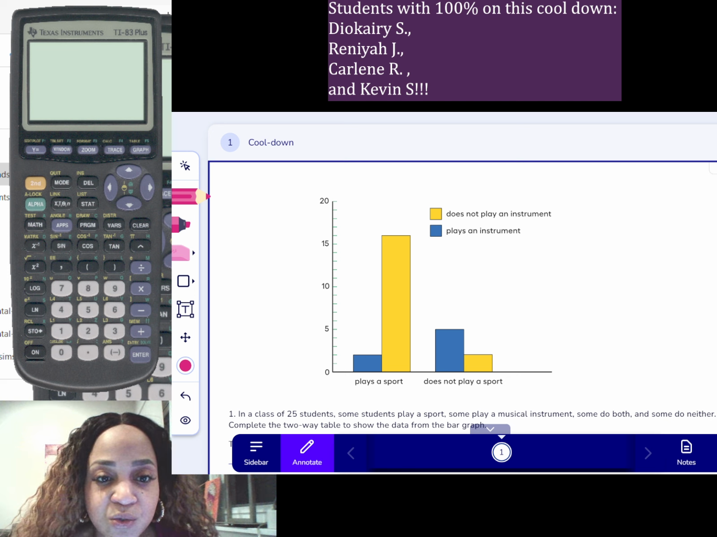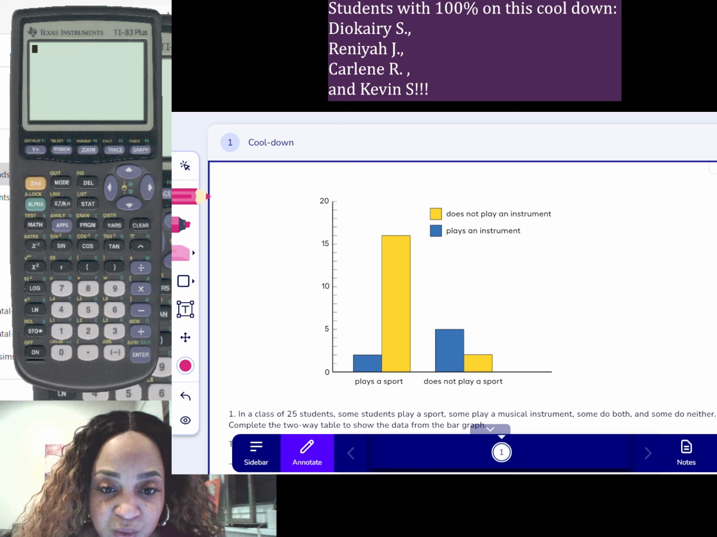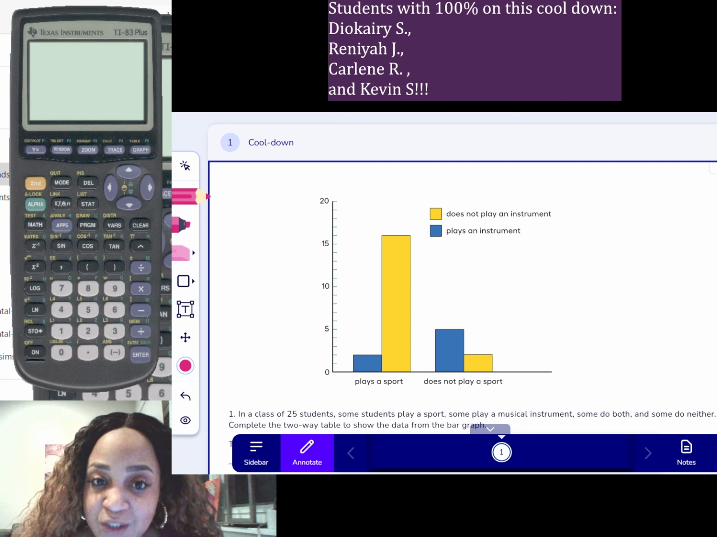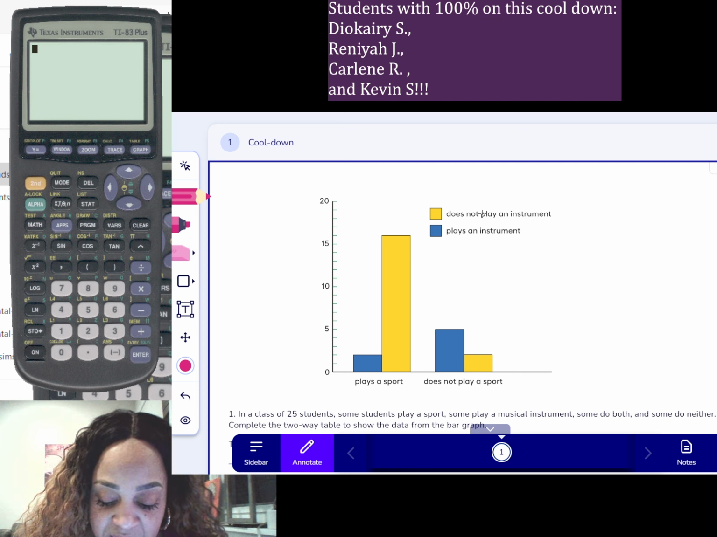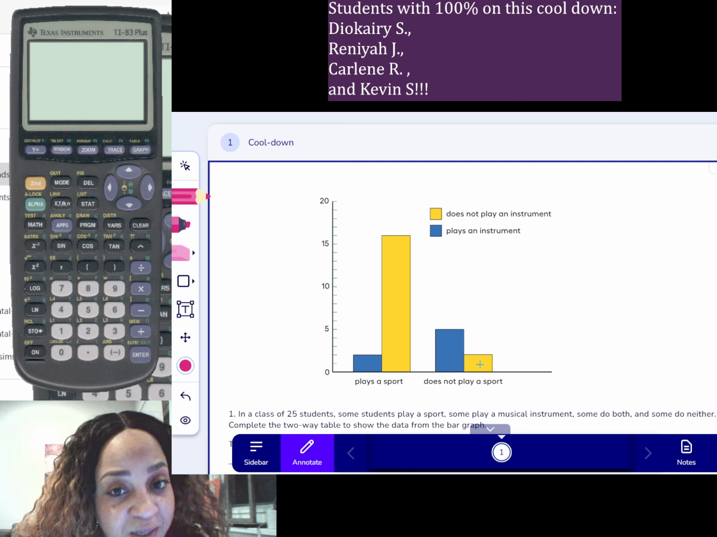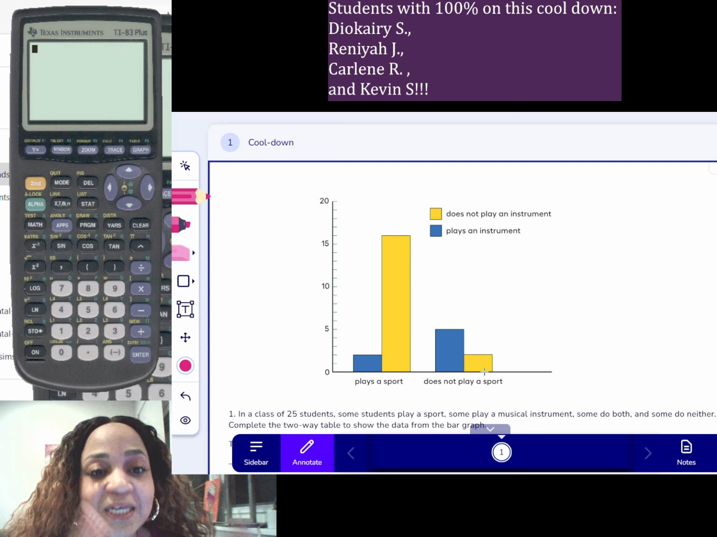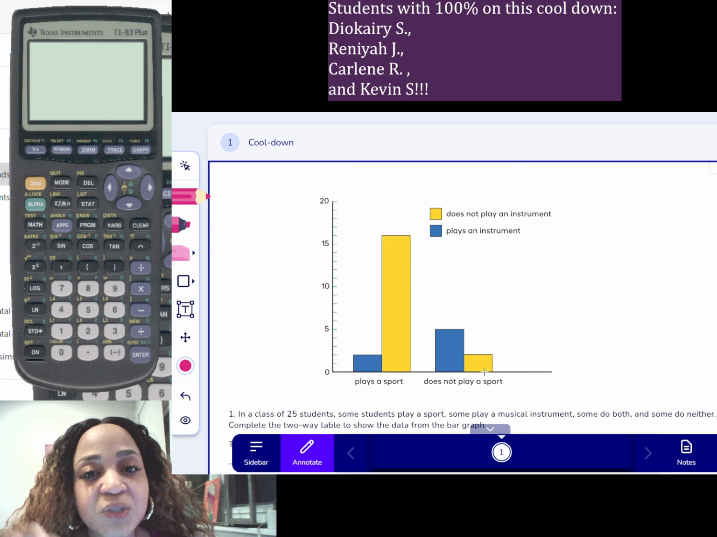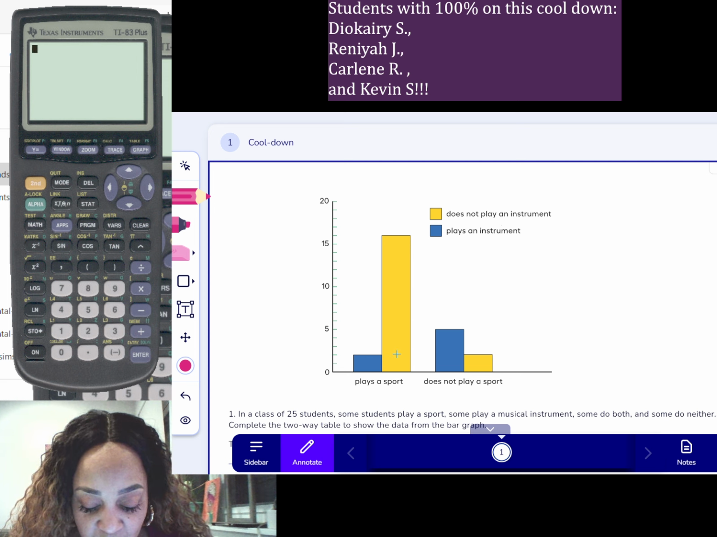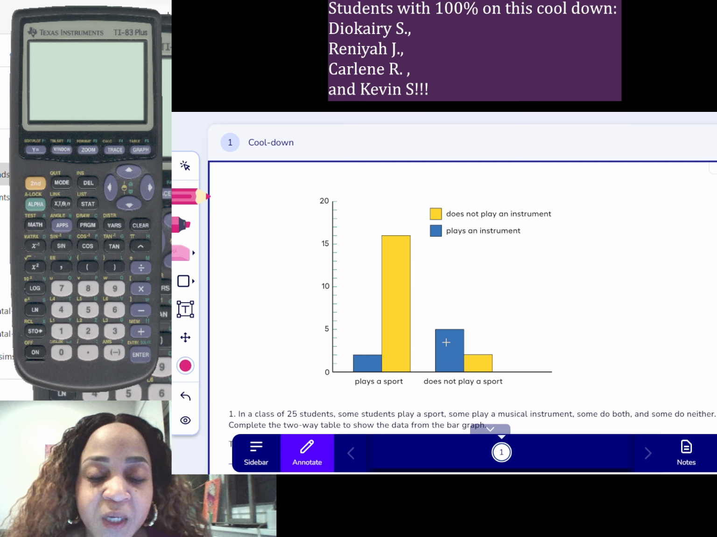So we're looking at two sets of data here, whether or not students played a sport as well as whether or not they played an instrument. We can see the key has playing a sport on the left side of the bar graph, not playing a sport on the right side, and then within each section we have two different subsections of whether or not they play an instrument. So let's quickly identify the total number of students for each bar.